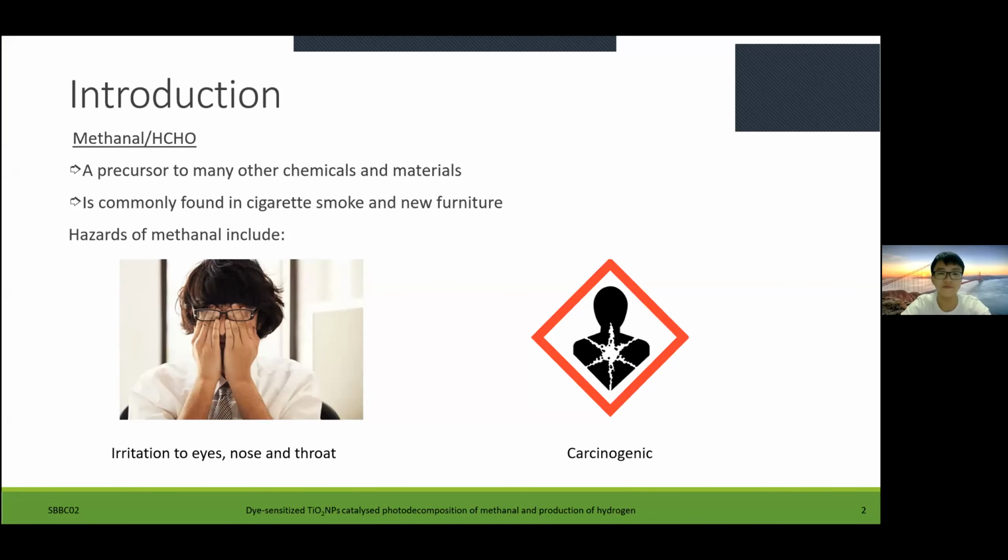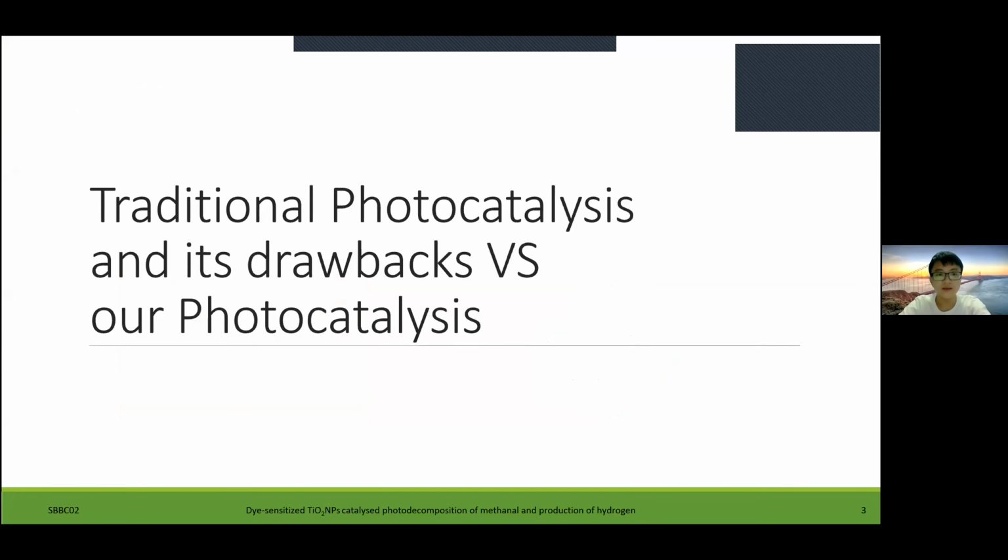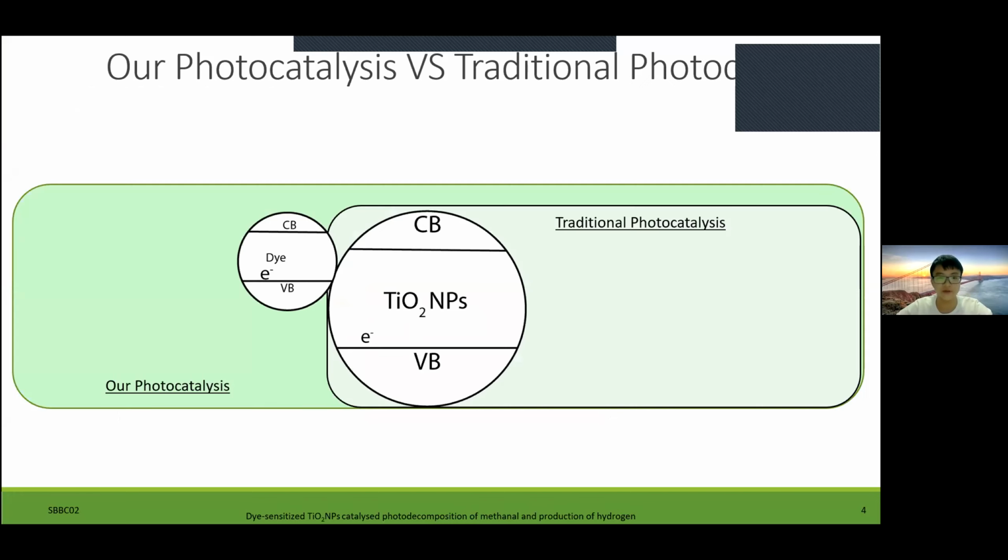Methanol is a substance commonly found in cigarette smoke and new furniture. However, it's harmful to humans because it irritates our eyes, nose, and throat, and it's also carcinogenic. So here I'll compare the traditional photocatalysis method and our own photocatalysis method.